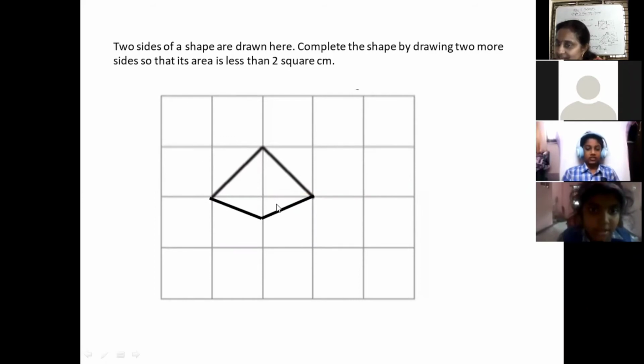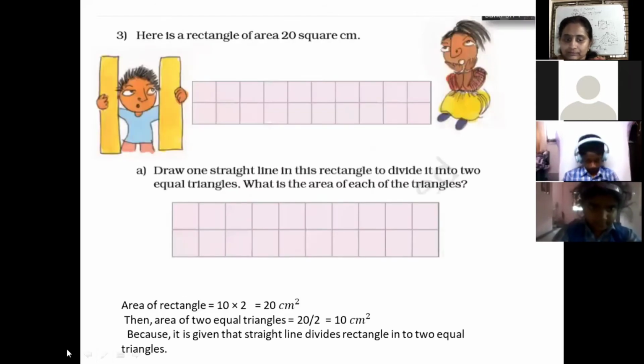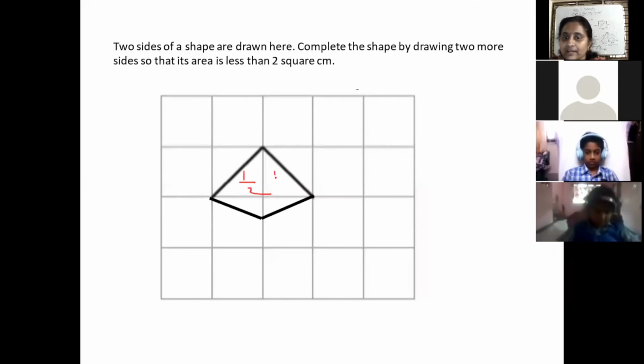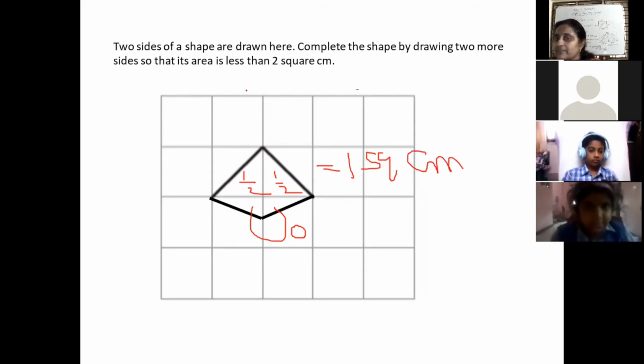See here. This is less than half. When it is less than half, we are getting 0 there. So here also this is less than half. What is its area? Here we are getting 1 square, here we are getting half. This is less than half, which means the value will become 0. So what is the total area here? 1 square centimeter, which is less than 2.